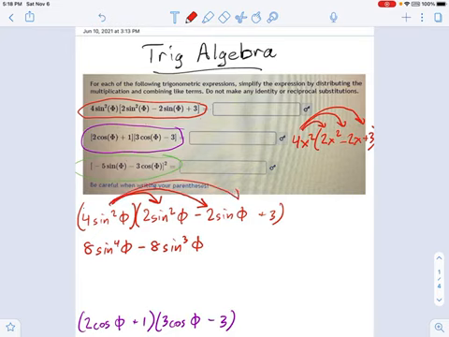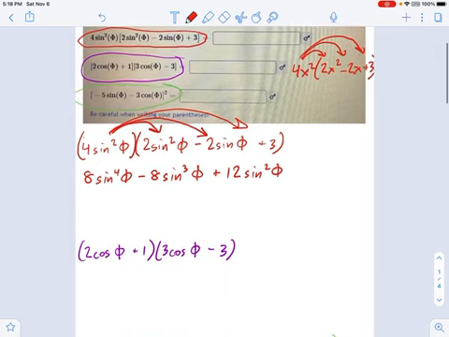And then the last one over here, I get, let's see, 3 times 4 is 12. So that's going to be 12 sine squared. Okay, and that's where you would leave it. We don't need to do anything else. Next one, it's the one I've circled in purple above.